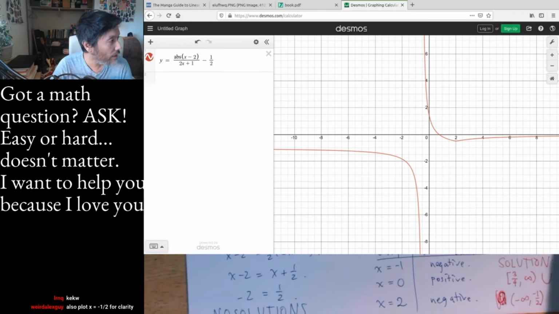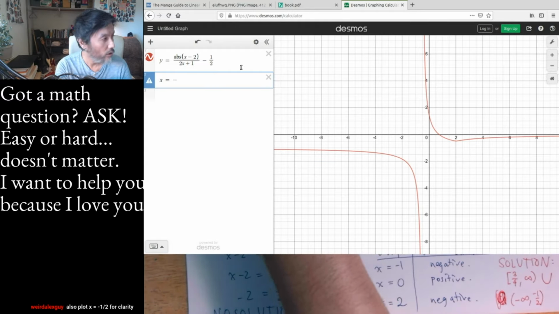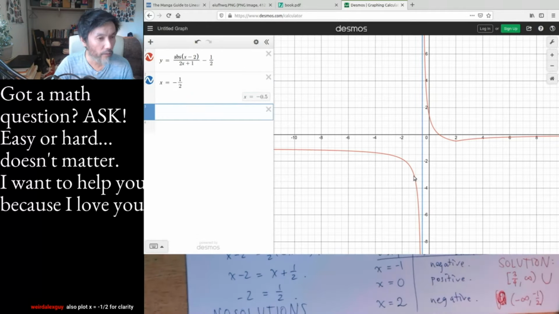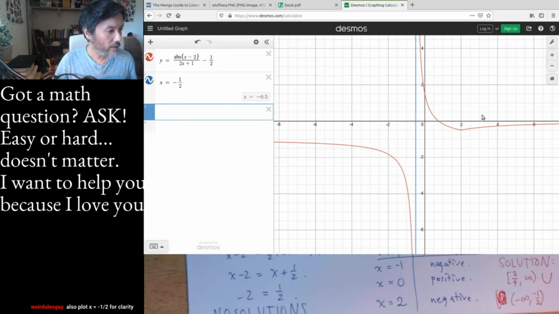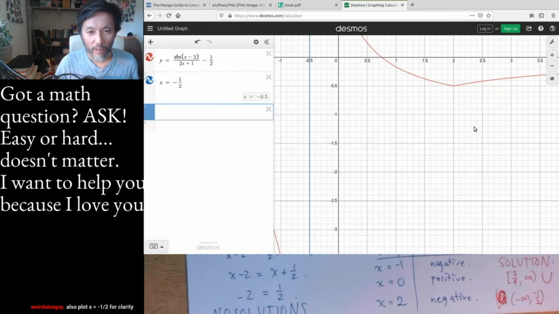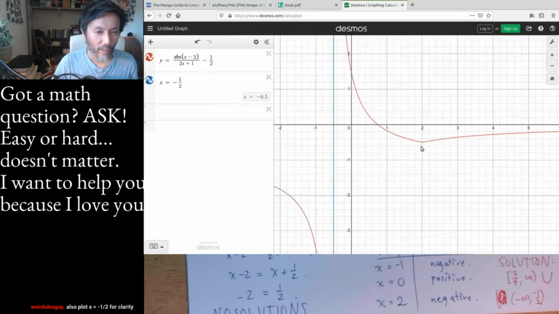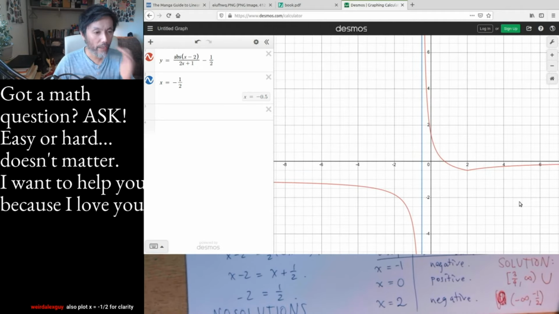Also plot x equals -1/2 for clarity. Yes, sir. There we go. So this is a vertical asymptote again. And look at this little kinky thing that happens there at 2. This is such a good site. All right, cool.